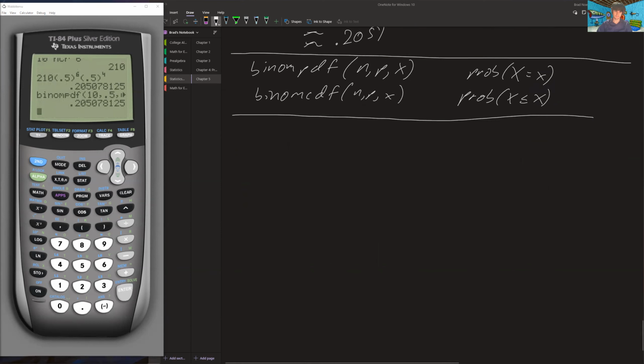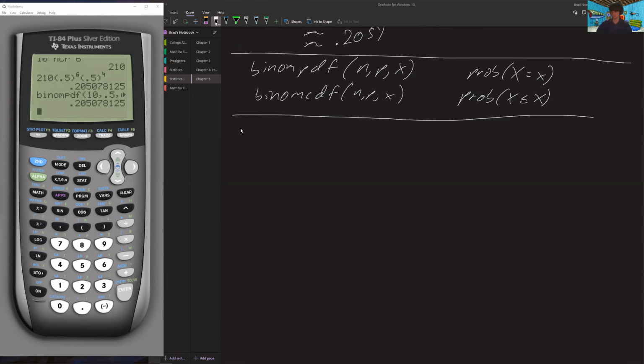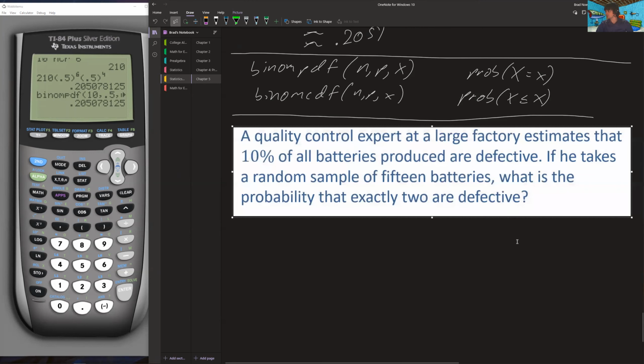So then let's do another one. A quality control expert at a large factory estimates that 10% of all batteries produced are defective. If he takes a random sample of 15 batteries, what is the probability that exactly 2 are defective?